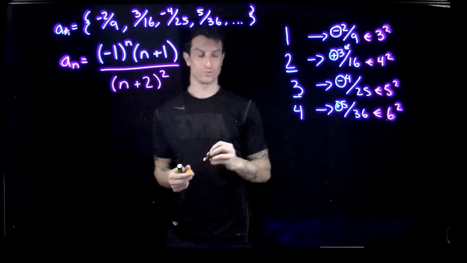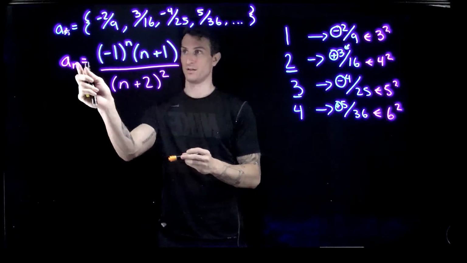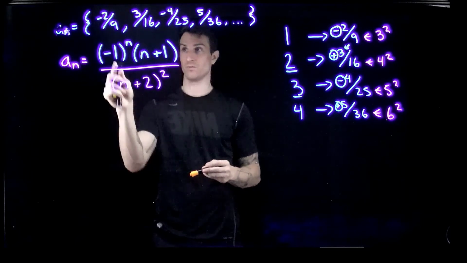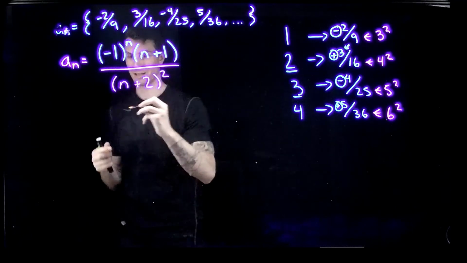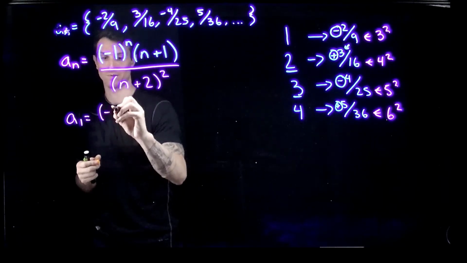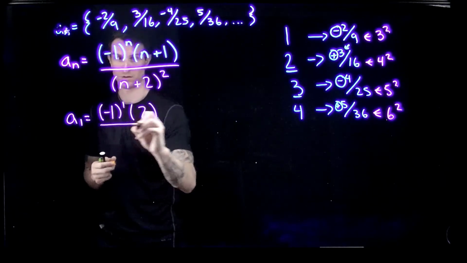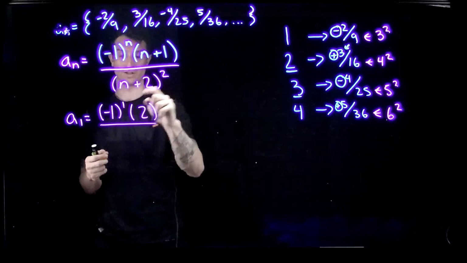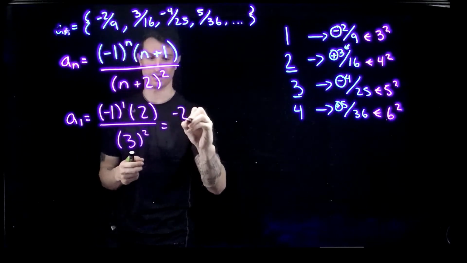And we can always double check. If you write your general term here, this was a mistake up here. If you write your general term, now it should make sense. If I plug in 1, negative 1 to the first power, let's just double check. I get negative 1 to the first power. 1 plus 1 is going to be 2. And 1 plus 2 is going to be 3 squared. There we go. Negative 2/9.